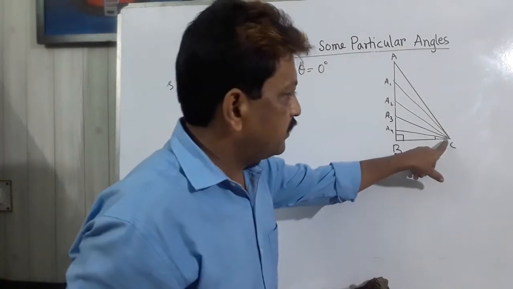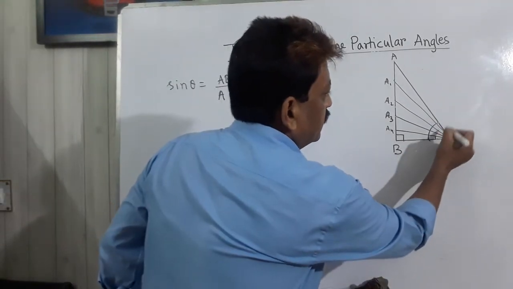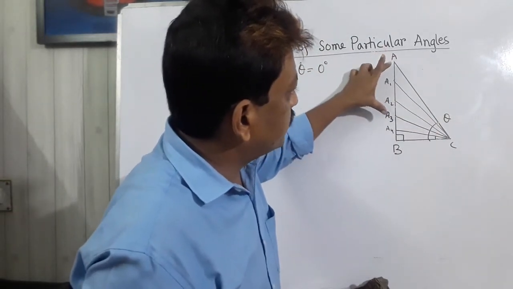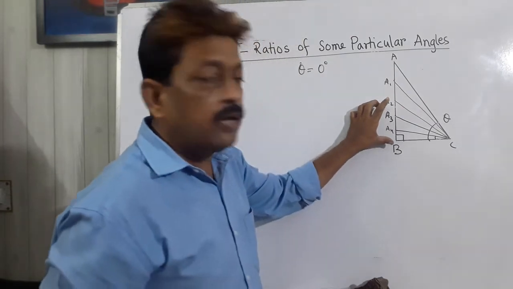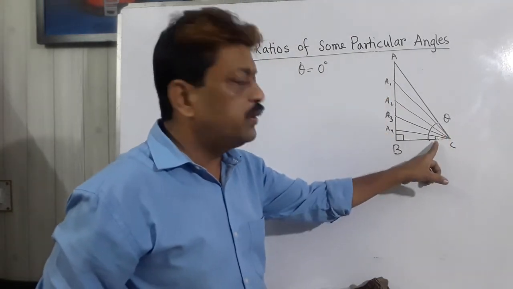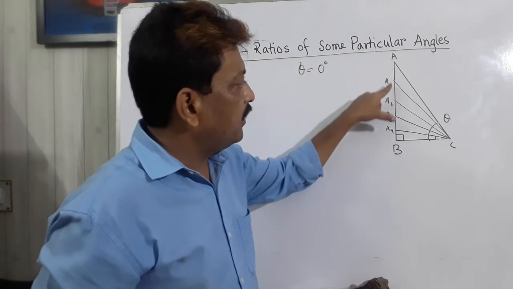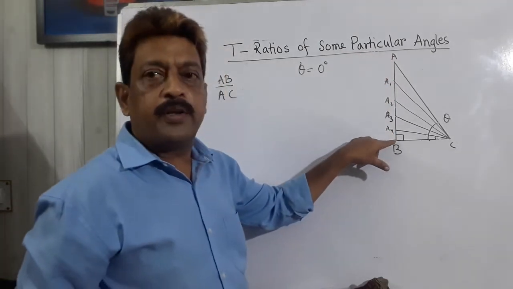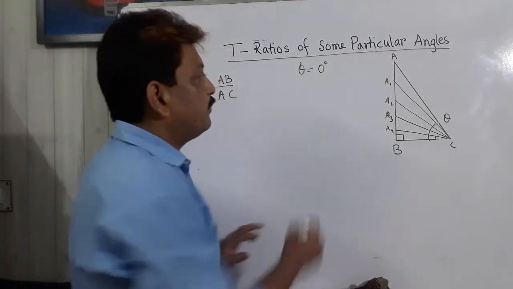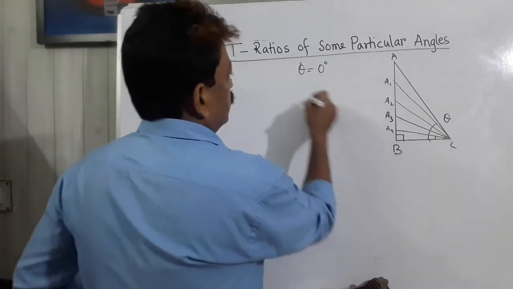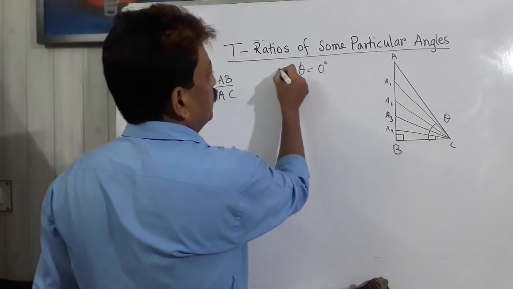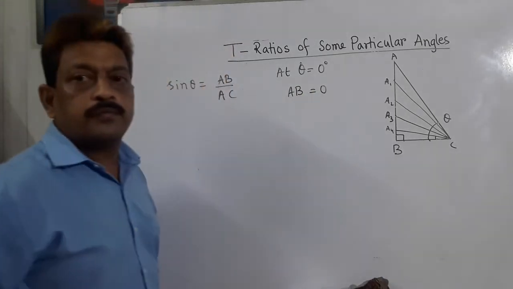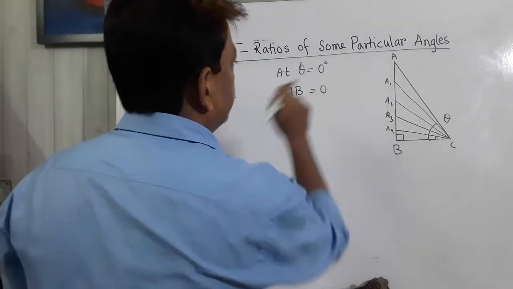Understood? Originally this was theta, so as we reduce the value of theta, the height of the triangle will also reduce, and a time will come when theta will become 0 degree, the height of the triangle will become 0, as the point A will coincide with the point B. So at theta equals 0, the length of AB will be 0.